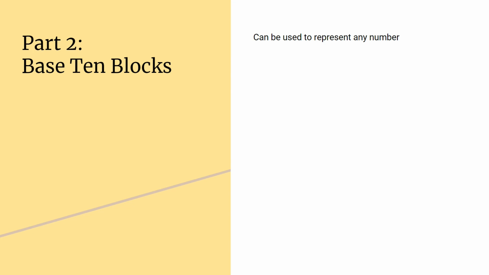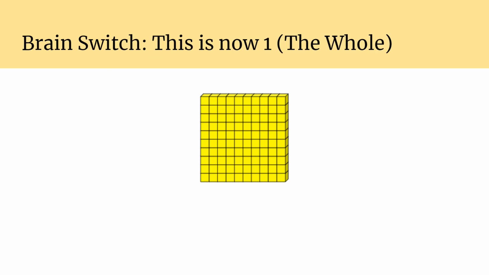Now, base 10 blocks can be used to represent any number. We are so used to the 1 being valued at 1, which makes the 10 being valued at 10 because it's 10 times the number of blocks as the 1. And we're used to the 100 having a value of 100 because it is 100 times the blocks that are in the 1. But in reality, we can actually name those blocks anything that we want. So instead of this being valued at 100, we're going to make this whole thing 1.